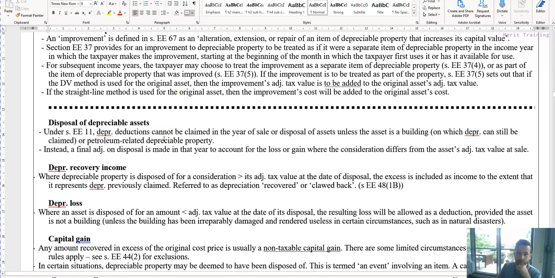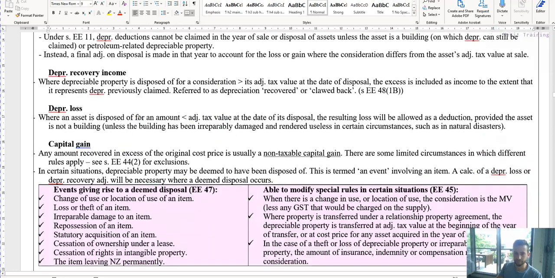So what about the other way? What if you made a loss on the asset, which is probably more common than making a gain? Where an asset is disposed of for an amount that is less than the adjustable taxable value at the date of its disposal, the resulting loss will be allowed as a deduction, provided the asset is not a building, unless the building has been irreparably damaged and rendered useless in certain circumstances such as natural disasters. So if we bought the asset for $150, it's now written down to $100, and we sell it for $50, we get a $50 loss that we can use to offset our income. This is a depreciation loss.